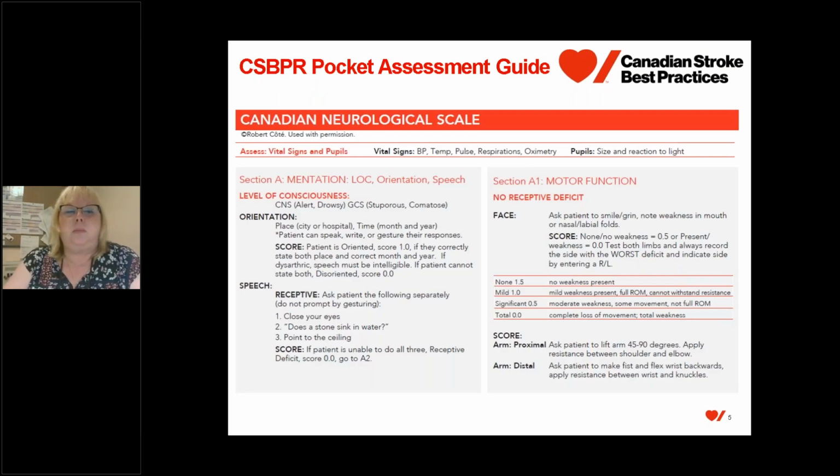The Canadian Stroke Best Practice Recommendations Stroke Assessment and Prevention Pocket Guide on pages 11 and 12 provides instructions on how to complete the Canadian Neurological Scale. This tool will be an excellent resource to utilize as I am providing an overview of the tool and finally at the end when we are walking through several case scenarios.